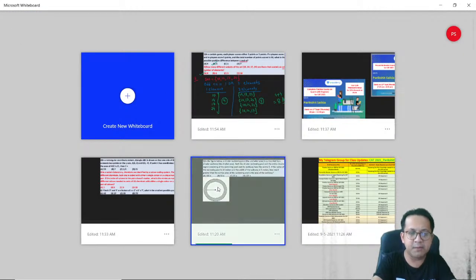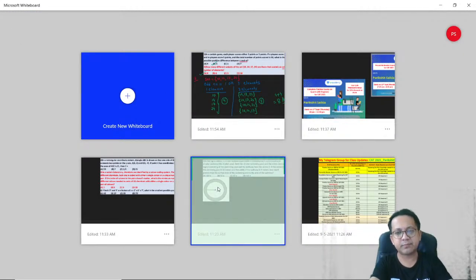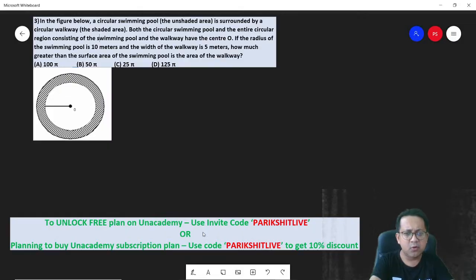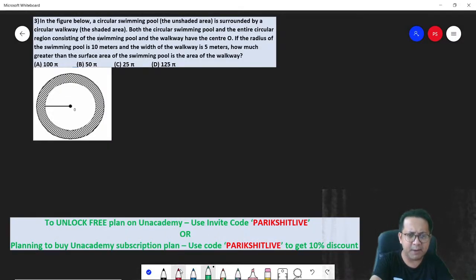Okay, number 3. Just a moment. Okay, another one from the last year NMAT paper. In the figure below, a circular swimming pool, the unshaded area. So which is the circular swimming pool? The unshaded area in your diagram is surrounded by a circular walkway, the shaded area.